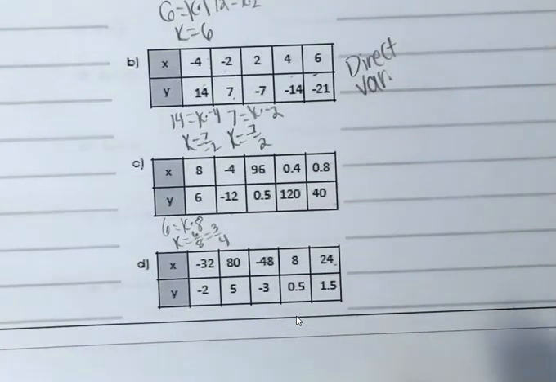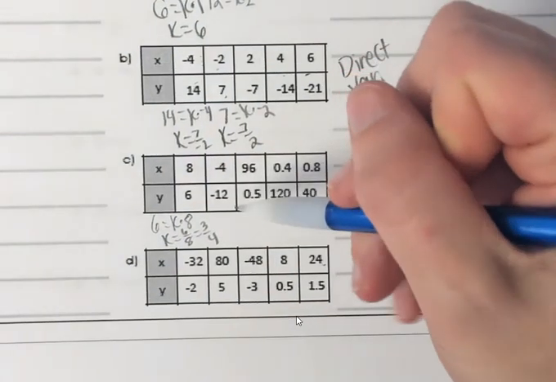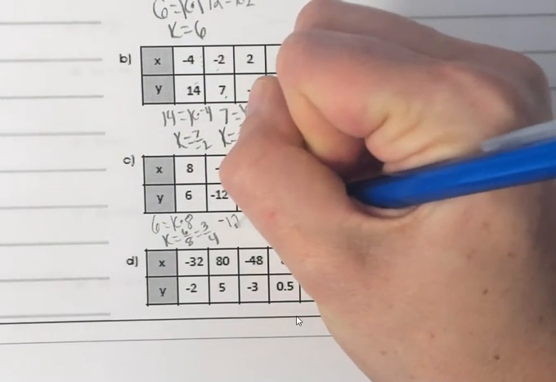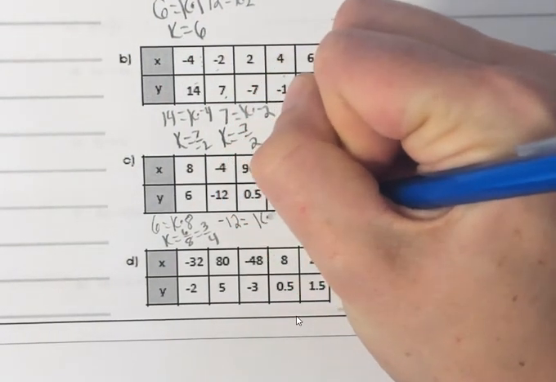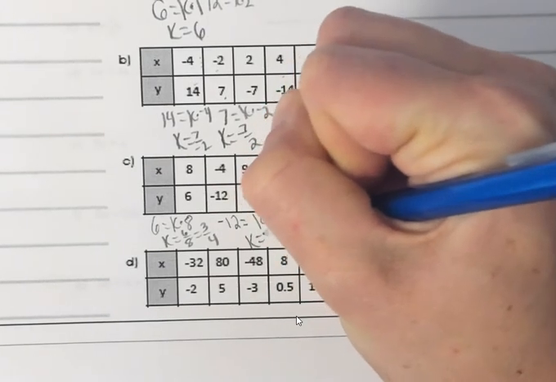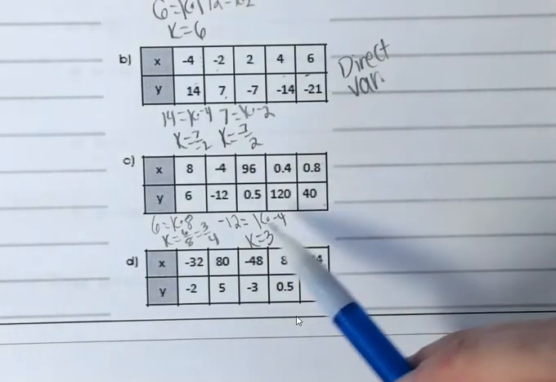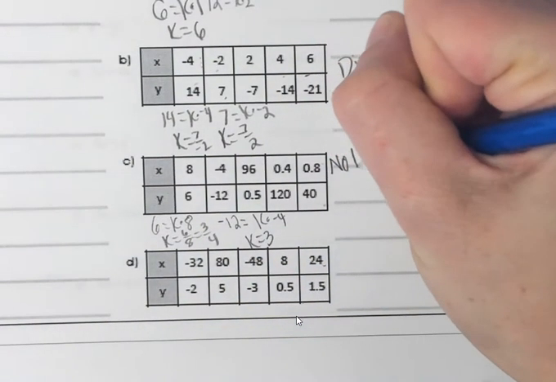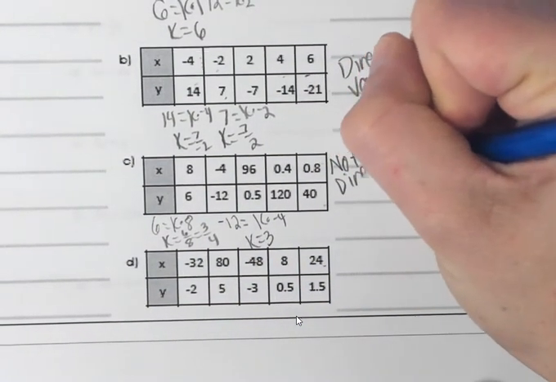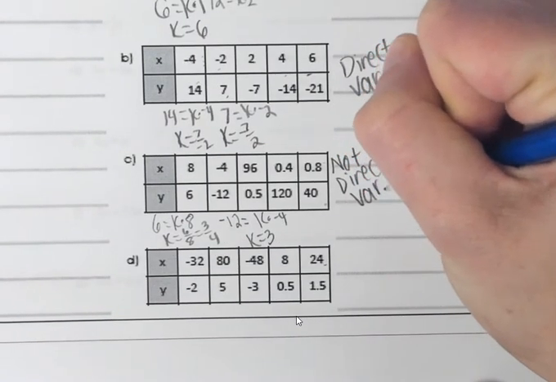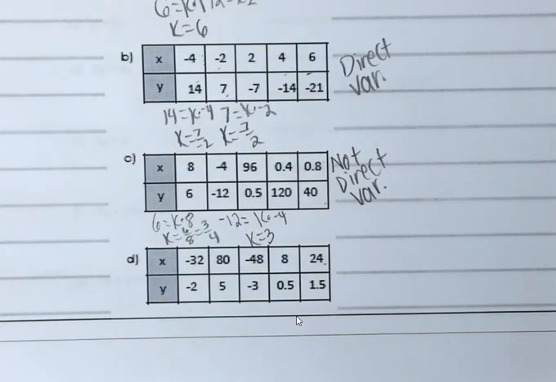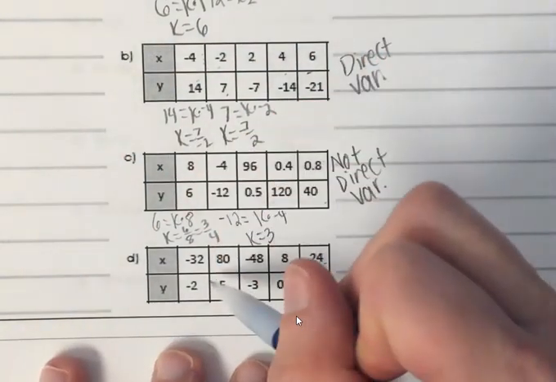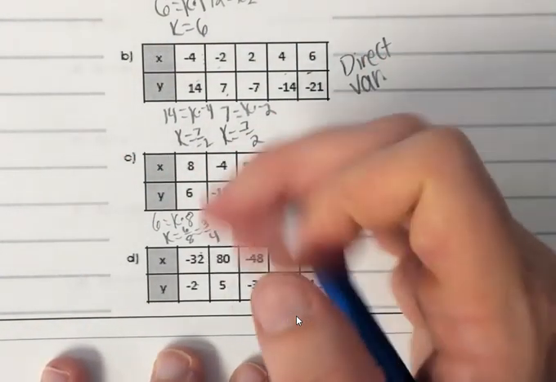Let me zoom in so you can see this a little bit better. Then if I plug in this one, negative 12 equals k times negative 4, my k would be 3, which is not the same thing as the constant from the first problem. So as soon as you get one that's not the same, it doesn't work. Not direct variation.